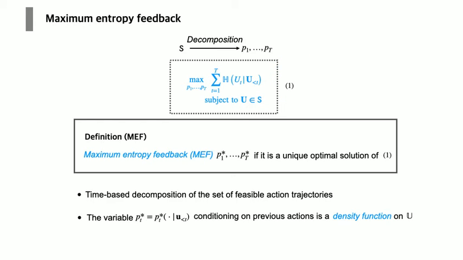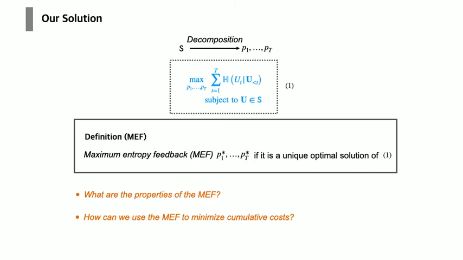So formally, we define the optimizer of the entropy maximization as our PT, which is called maximum entropy feedback, and variables are basically density functions whose domain is the action space, conditioning on past actions. So given the real-time feedback PT, the MEF, we are interested in answering the following questions. First, does the MEF we define really make sense? Does it have some nice properties? Second, even if it's good, how can we use the MEF to minimize the operator's costs?